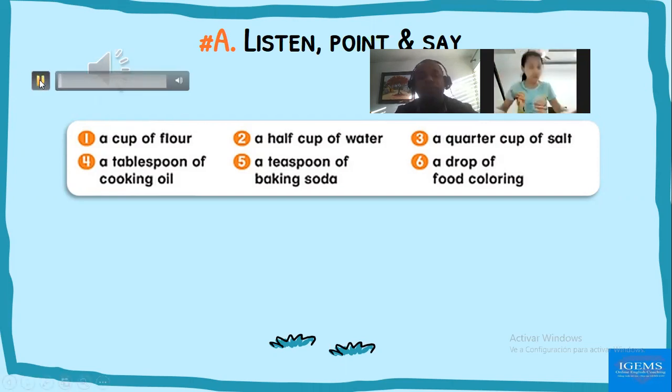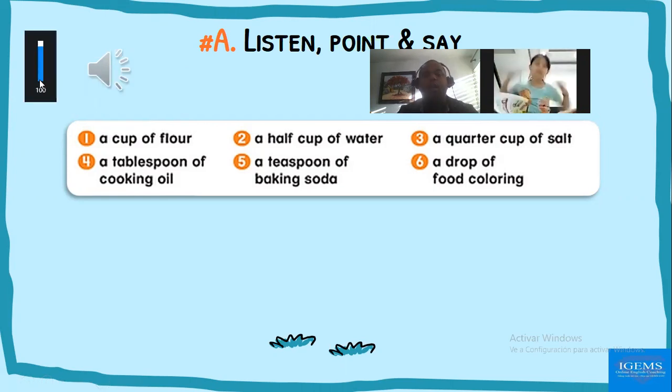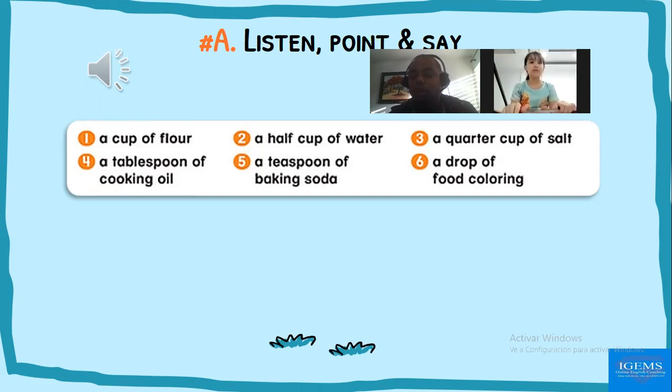Page 52, Unit 6, Making Things. Okay. Lesson 1, Quantities. A, listen, say. Point, and say. Okay. 1. A cup of flour. A cup of flour. A half cup of water. A half cup of water. A quarter cup of salt. A quarter cup of salt. A tablespoon of cooking oil. A tablespoon of cooking oil. A teaspoon of baking soda. A teaspoon of baking soda. A drop of food coloring. A drop of food coloring.